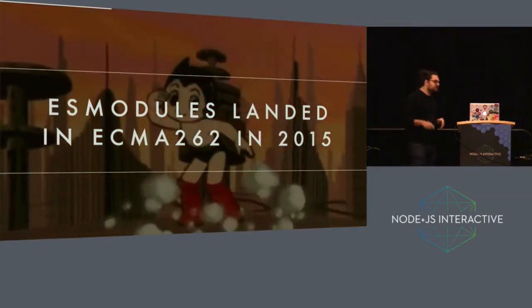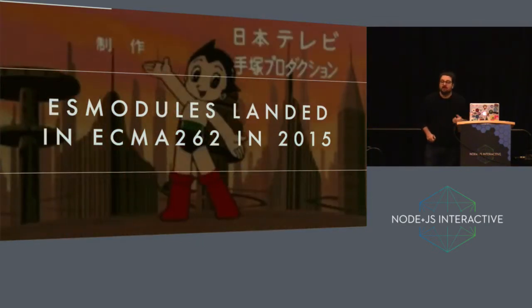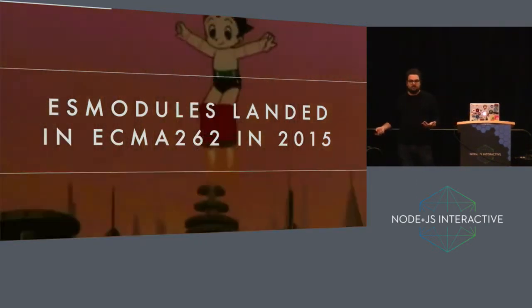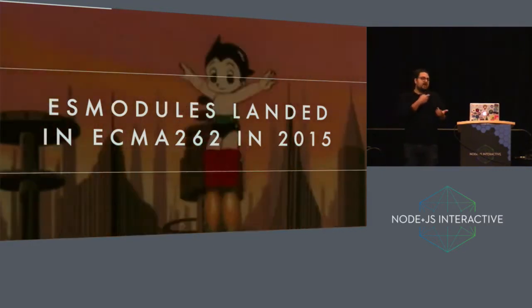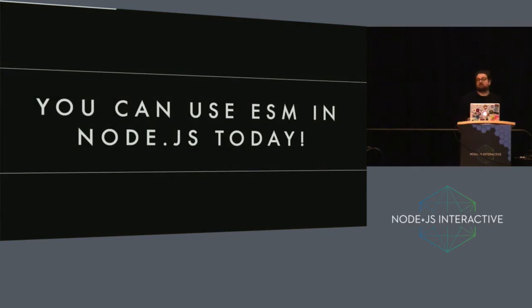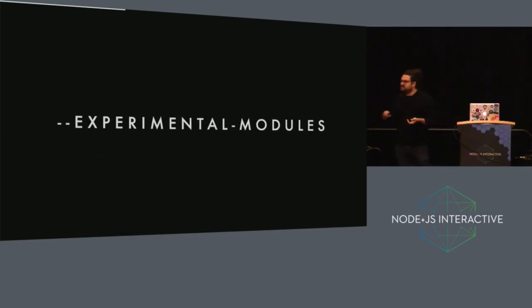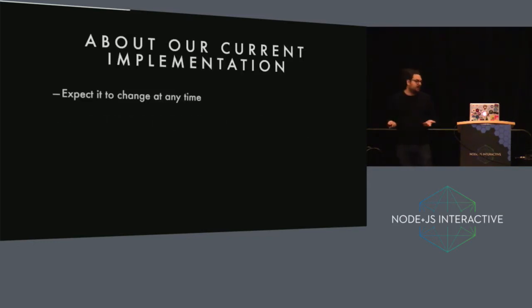But ESModules landed in ECMAScript 2015. We're now in 2018. It's taken some time, but it's currently shipping in the majority of modern browsers, and there's an experimental implementation in Node. And you can use that experimental implementation in Node today with a flag. That flag is --experimental-modules. So if you're using Node 8 or Node 10, run Node with --experimental-modules, and you'll be able to use ESM right now. There are some specifics to our implementation, though.